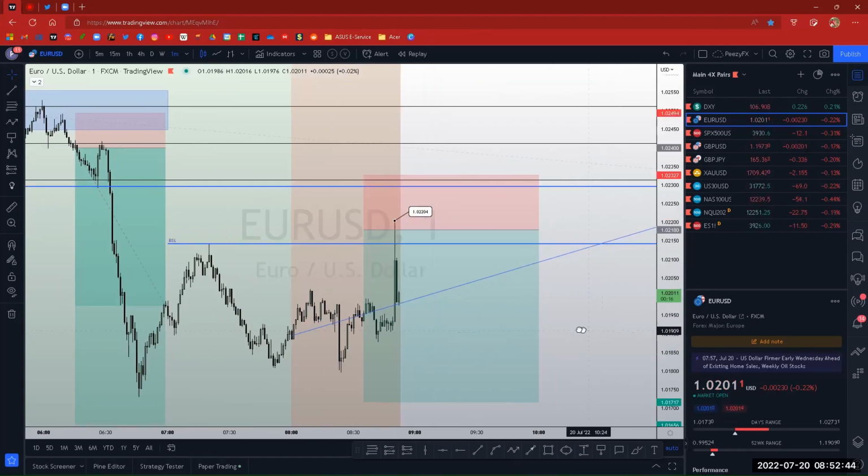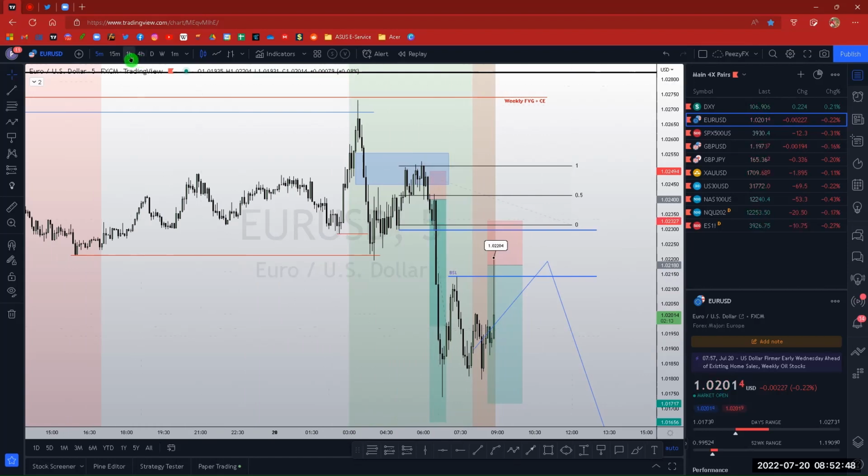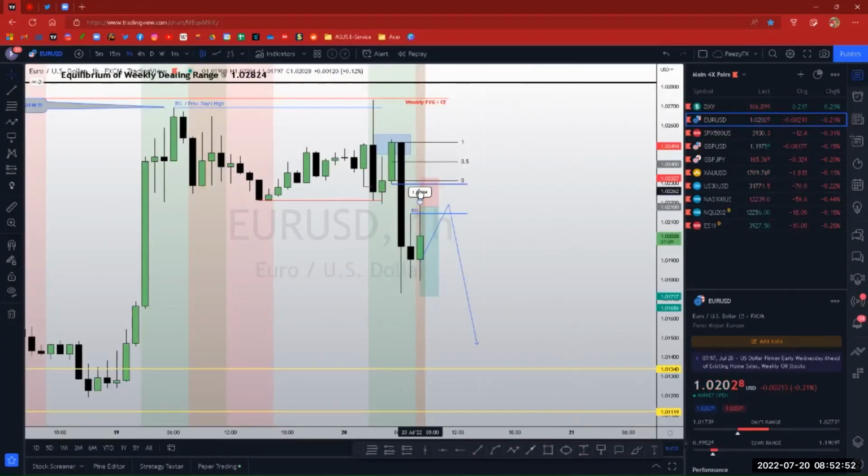But anywho, let's just hope this one continues in my direction. Look at the 1 hour chart again so you can see what I'm talking about.